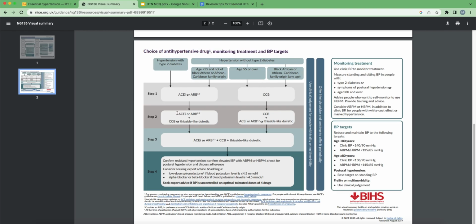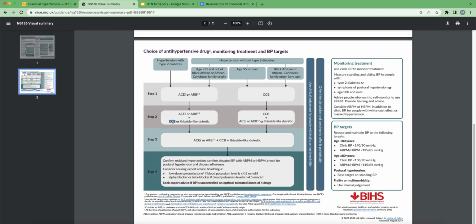Then the second step. So I'm just going to go back to the not African, less than 55. You need to basically add. It's important to know that the patient cannot be on an ACE inhibitor and an ARB at the same time. So if they are on ramipril, you cannot add a second line losartan, and vice versa. If they're, for example, on an ACE inhibitor and the blood pressure is still uncontrolled in the less than 55 and not Afro-Caribbean or African, you add a calcium channel blocker or thiazide-like diuretic.